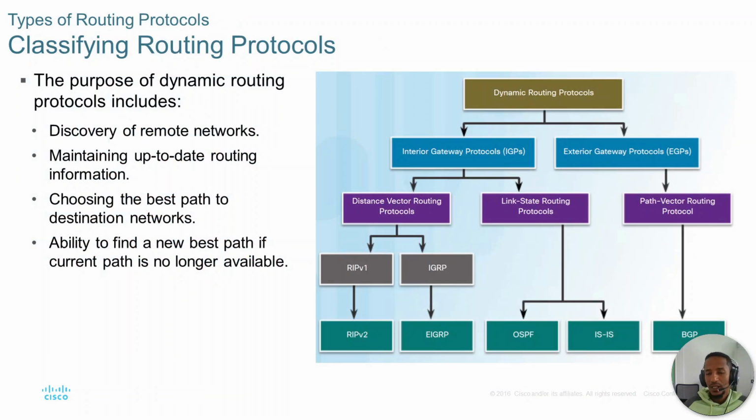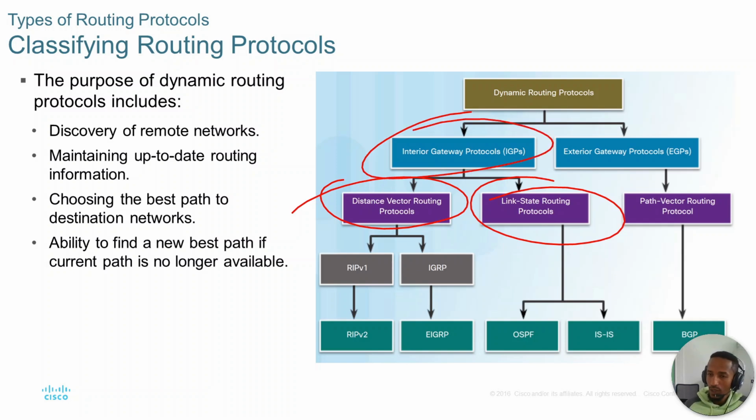Let us subdivide dynamic routing into two portions. Usually we are going to cover these two topics, the distance vector and link state routing protocols. But in general, dynamic routing protocols are subdivided into interior gateway protocols and exterior gateway protocols. Interior gateway protocols are usually conducted in the same service provider network.